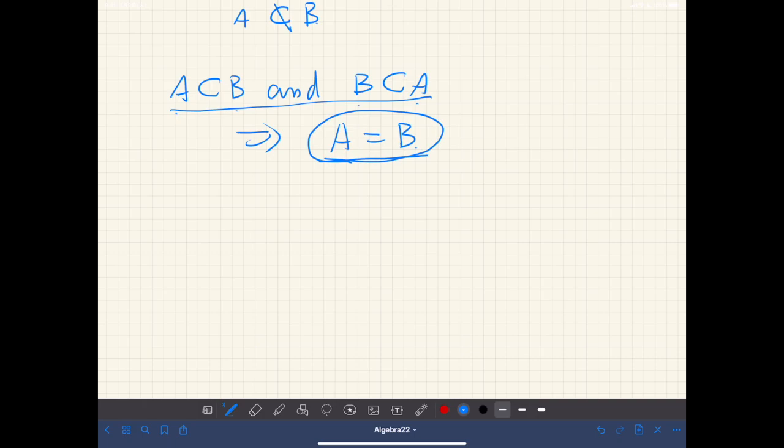Okay, let's see an example. Suppose A is the set of a and c, and B is the set of a, b, c, d. Then lowercase a belongs to this set B, and lowercase c belongs to this set B. Therefore, A is a subset of B in this case.